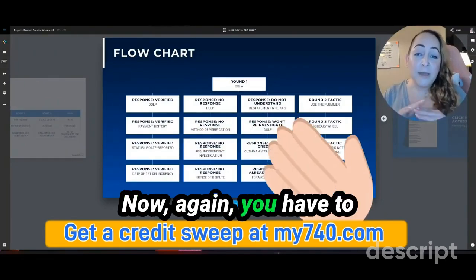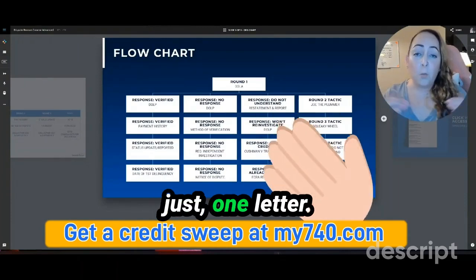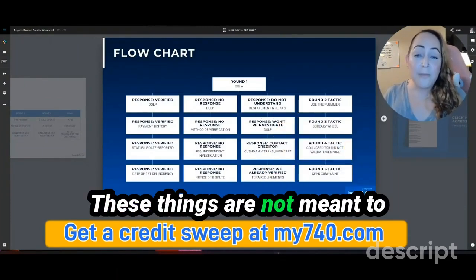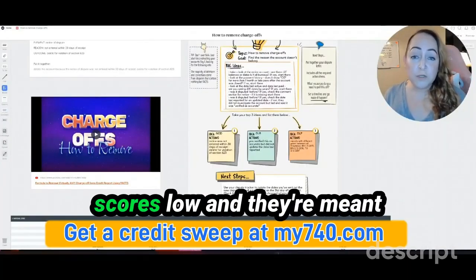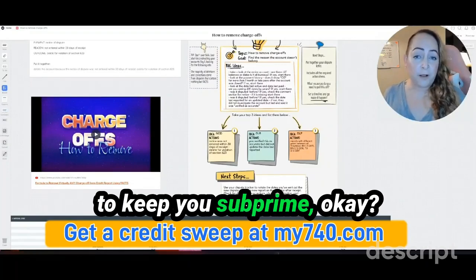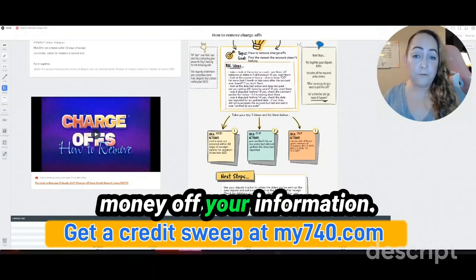Now, again, you have to understand that there's more than just one round. There's more than just one letter. These things are not meant to come off your credit report. They are meant to stay on there. They're meant to keep your scores low, and they're meant to keep you subprime, okay? Because you have to remember that the bureaus are in the business of making money off your information, all right?